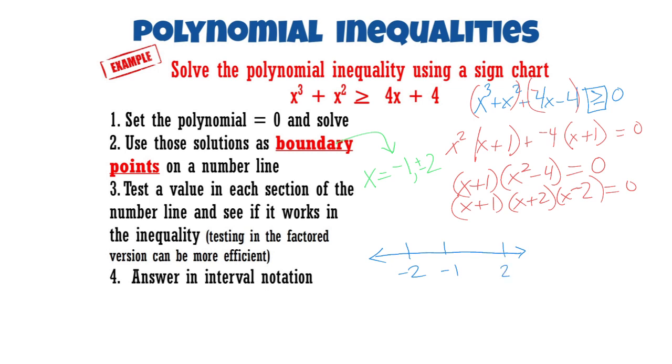And now I'm ready for step 3. It says test a value in each section and see if it works in the inequality. Testing in the factor version can be more efficient. So here's the deal. I'm going to pick a number that falls over here on this side of the number line, so probably negative 3. I could put it in the original to see if it works, evaluating all of that to see if it ends up being greater than or equal to 0. But it's even better just to put it in this stage right here.